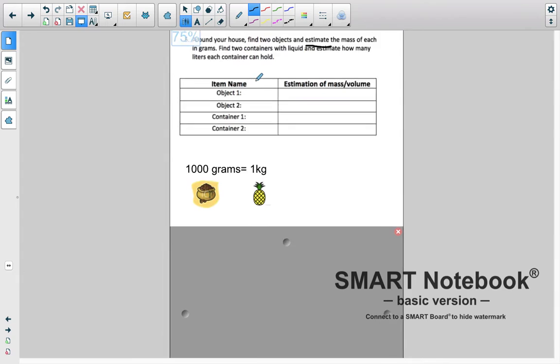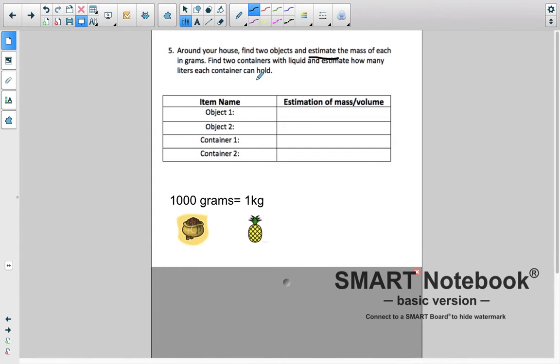Now this one is a little bit tricky because we have to look around your house to find some objects and some containers. So this says, around your house, find 2 objects and estimate the mass of each in grams.